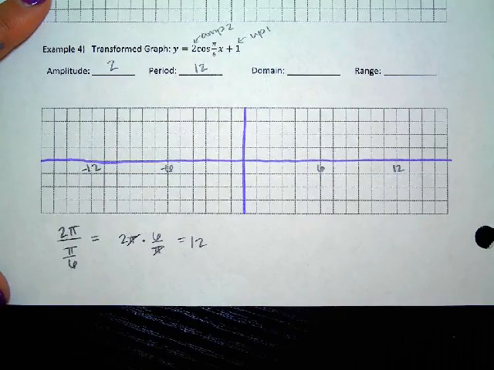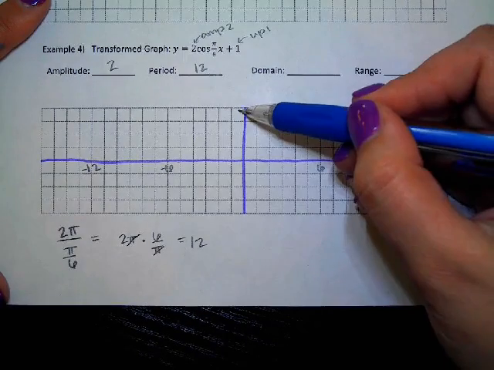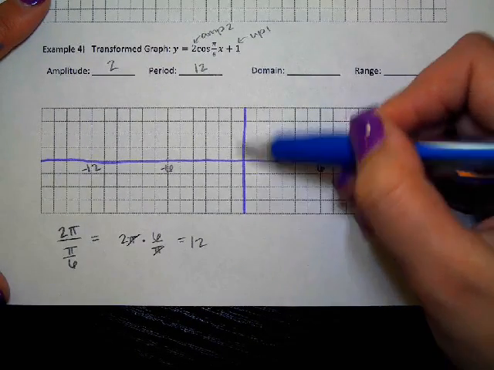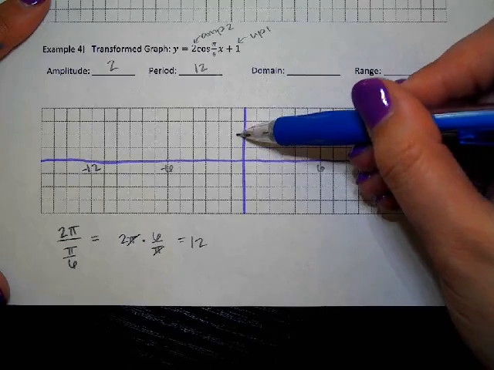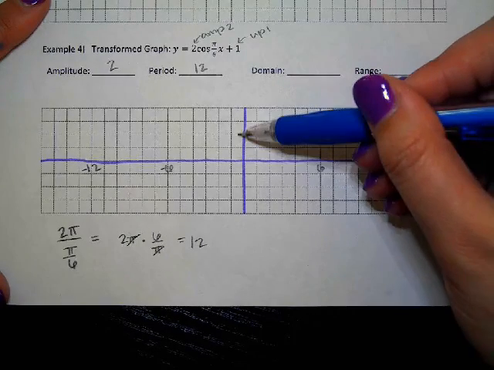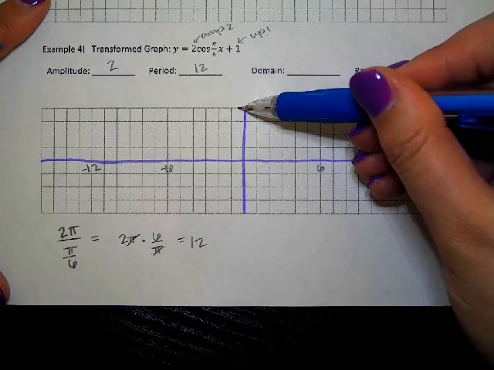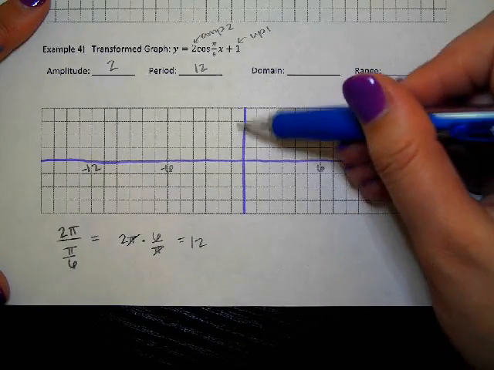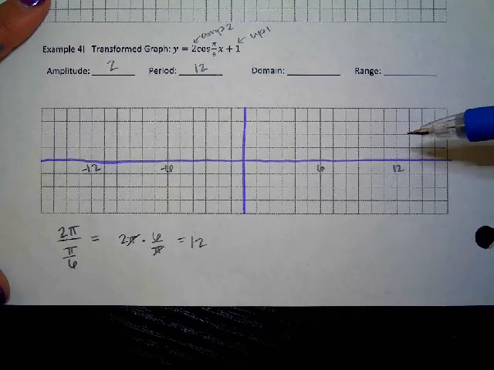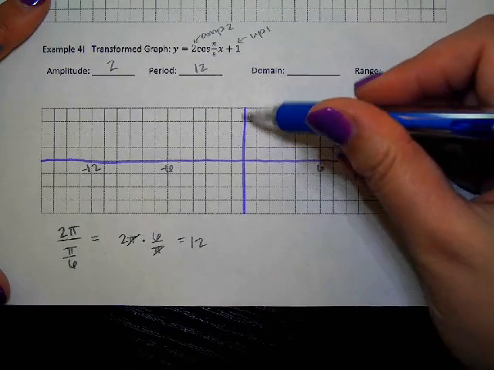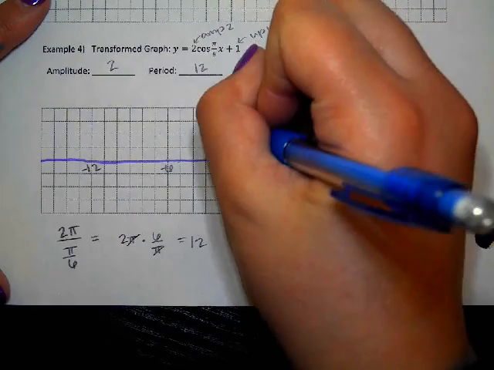So if we have an amplitude of 2 and we're going up 1, then what should we do for our y-axis? Should we go 1, 2, 3, 4, or should we go 1, 2? Should we go 2, 4, 6, 8? Actually, I think we should go with 2 and then just find 1. 1, 2, 3, 4? Yeah. That's what I think.